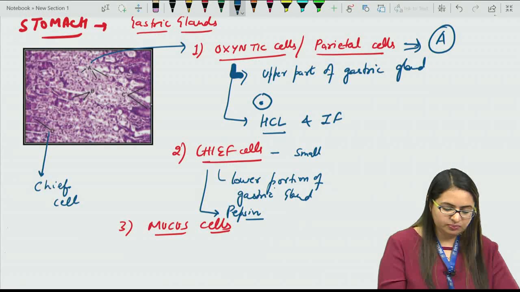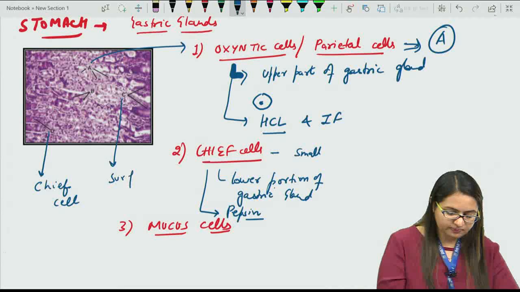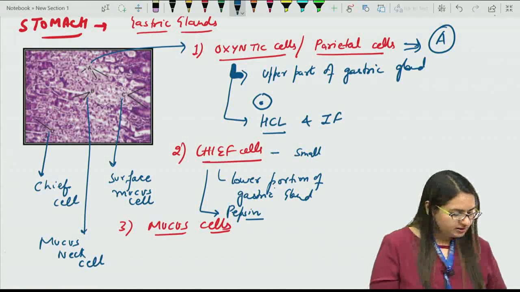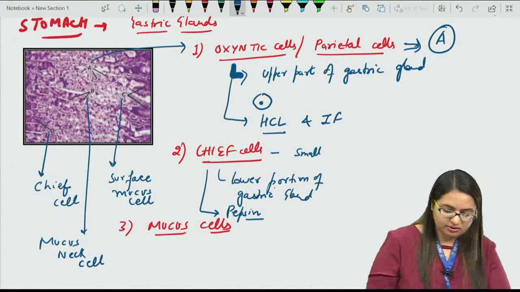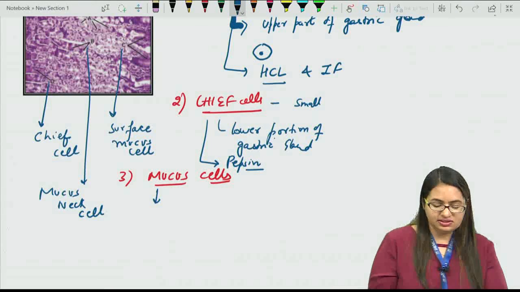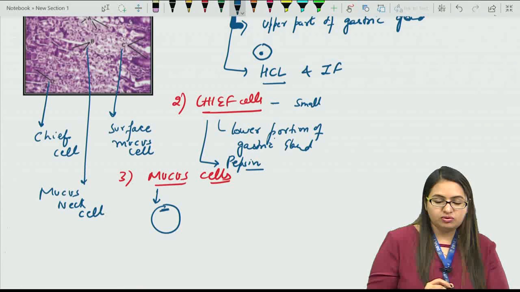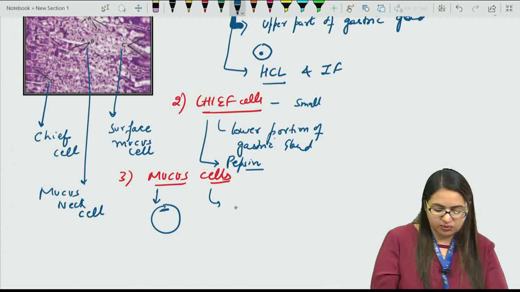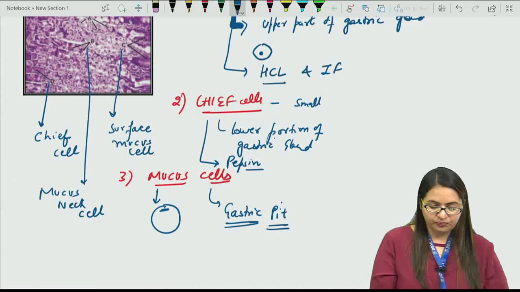B and C over here, the arrows have been put on the mucous cells. The C is the surface mucous cell, and the B over here is the mucous neck cell. These mucous neck cells are filled with mucus, and when we see the cells, they are lightly stained with the nucleus towards the periphery. The nucleus will be pushed towards the periphery and is flattened. They are more present towards the gastric pit area.